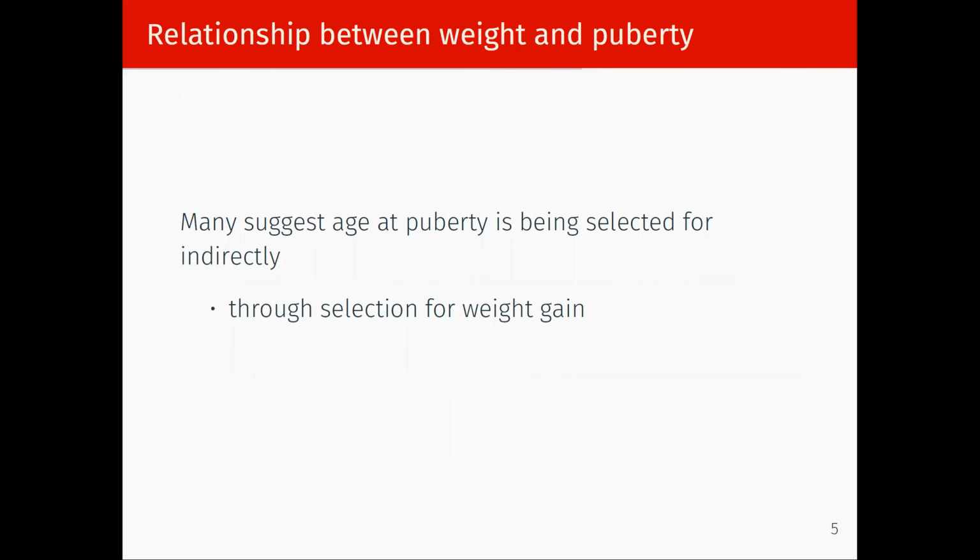Right. So to date, many have suggested that age at puberty is currently being selected for indirectly, and that would be through a selection for weight gain. It's this common belief that age at puberty is tied to mature sow size and mature sow weight. And if those animals are gaining weight faster, they're reaching puberty sooner. So in this next experiment, we set out to see if that really was the case.